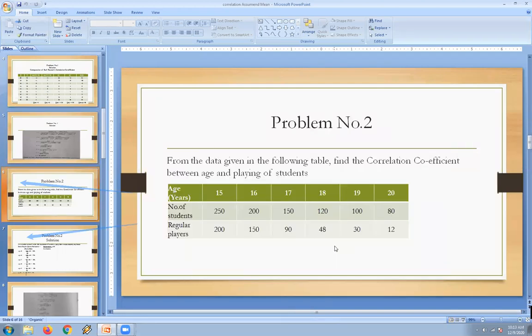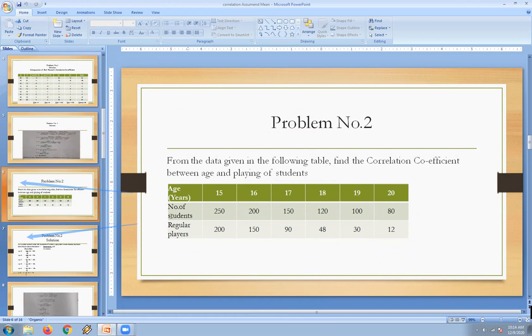Let us go for the second question here. From the following data given in the table, find the correlation coefficient between age and playing of students. In the first column they have given age of the students: 15 years, 16, 17, 18, 19 and 20. Also the total number of students: at age 15 there were 250 students, 16 years 200, 17 years 150, 18 years 120, 19 years 100, and 20 years 80 students.